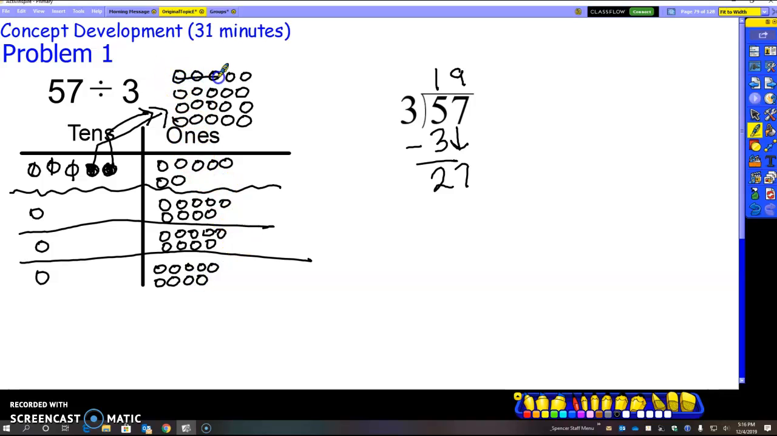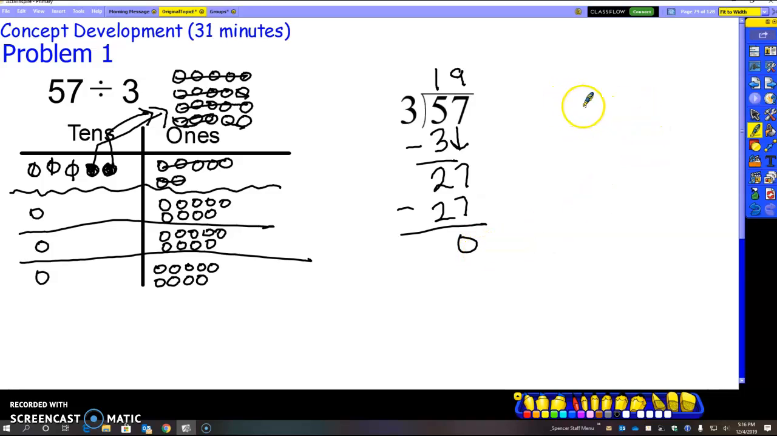So there's 9, 5, 6, 7, 8, 9, and then my last 9. So 3 groups of 9 makes 27. We don't have a remainder for this one.